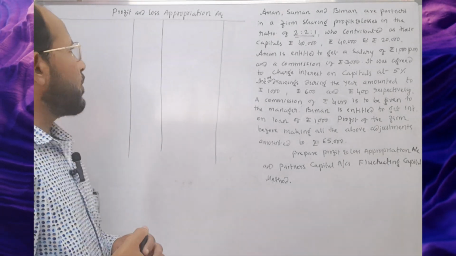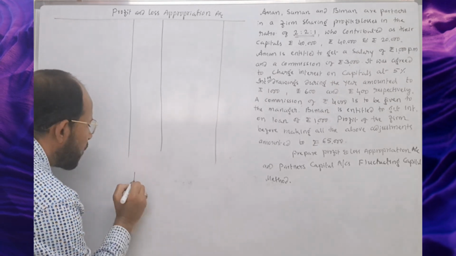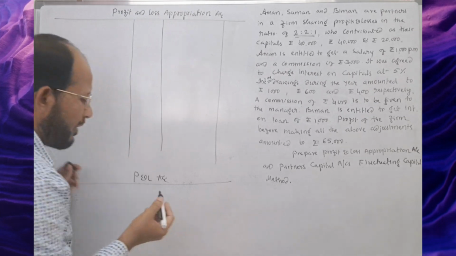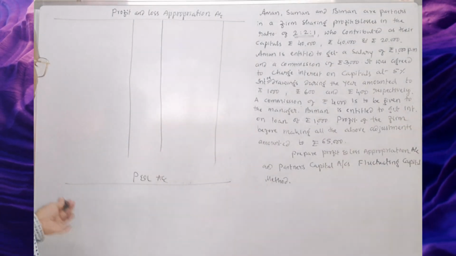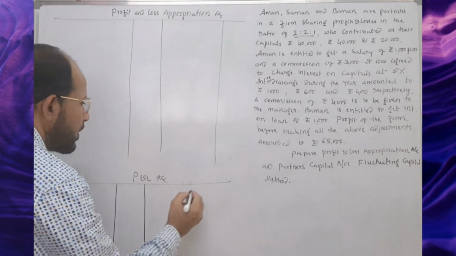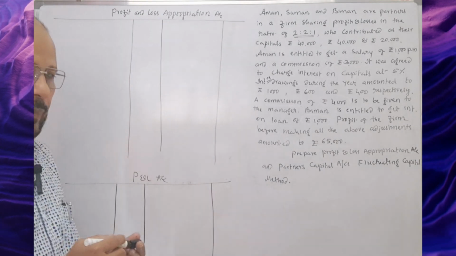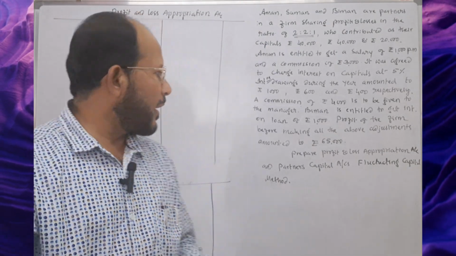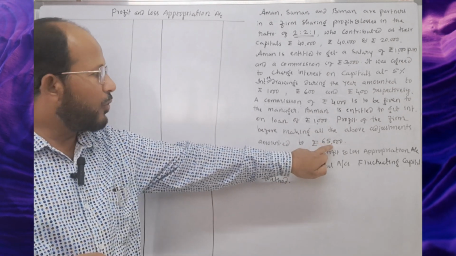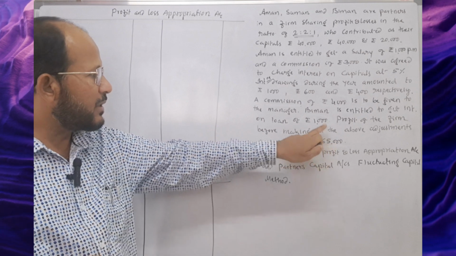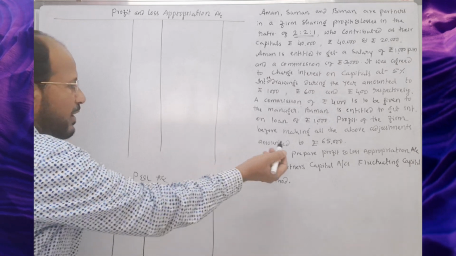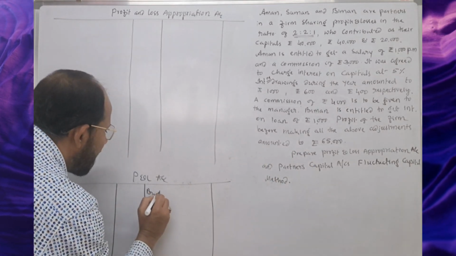Okay, before going to prepare profit and loss appropriation account, what we need to do? We have to adjust two important items which are given here. Okay, we prepare profit and loss account. Now what I told you, 65,000 is the amount of profit before making all the above adjustments. But in this, two more adjustments are there which are to be made through profit and loss account.